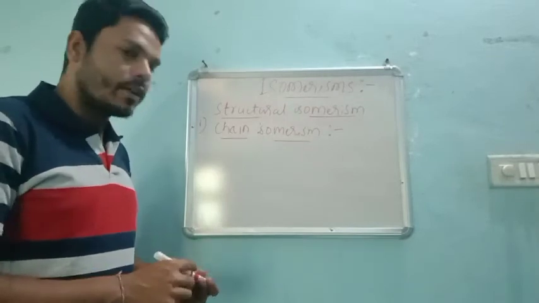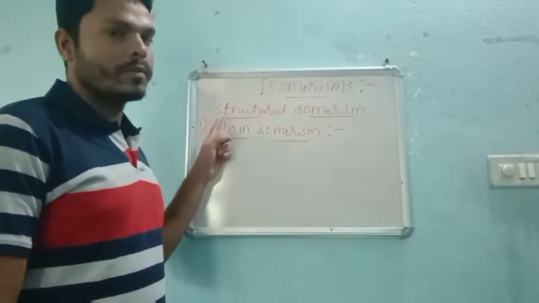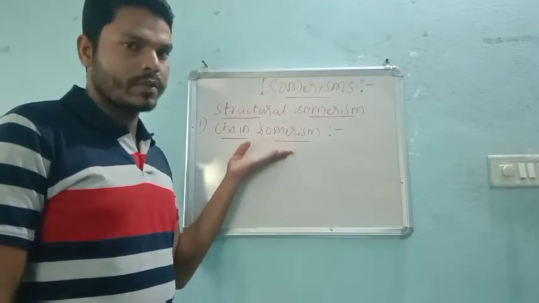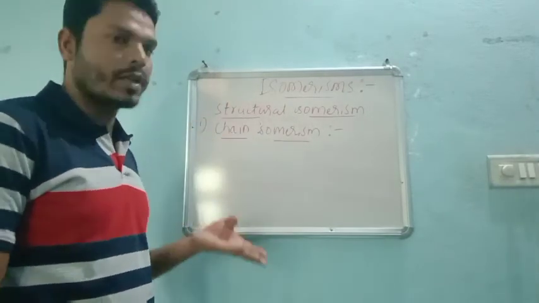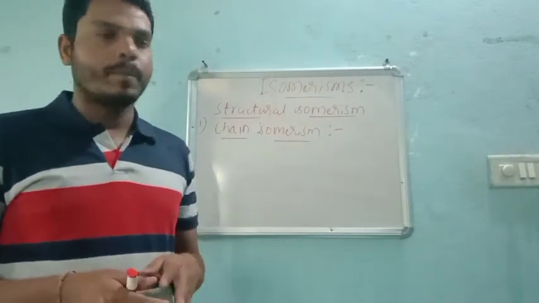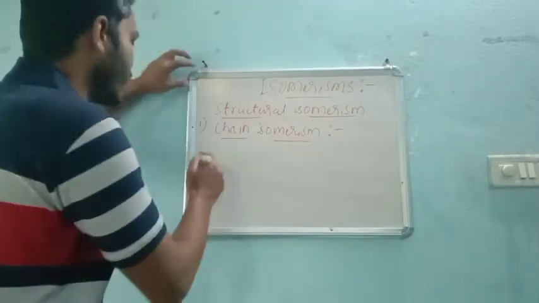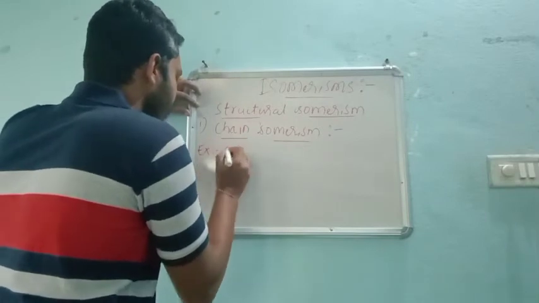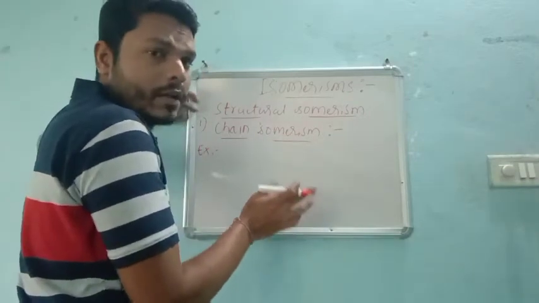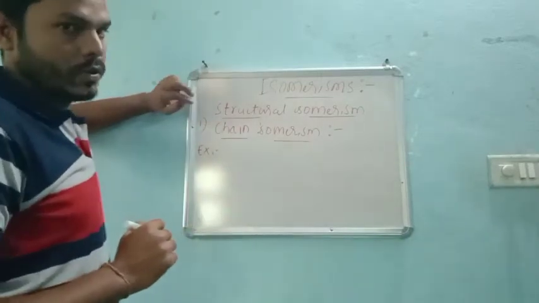The definition will change a little now. Because chain isomerism comes under the class of structural isomerism, these are structural isomerisms having the same molecular formula, but if they differ in their chain, then those compounds are called chain isomerism. We already saw one example, but this time I will show a different example.